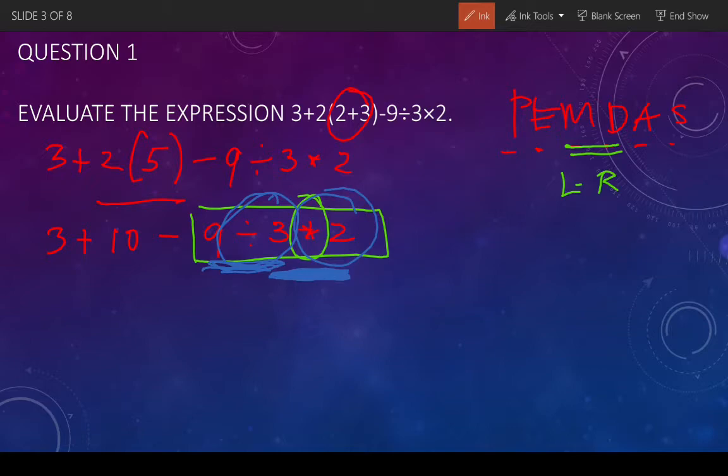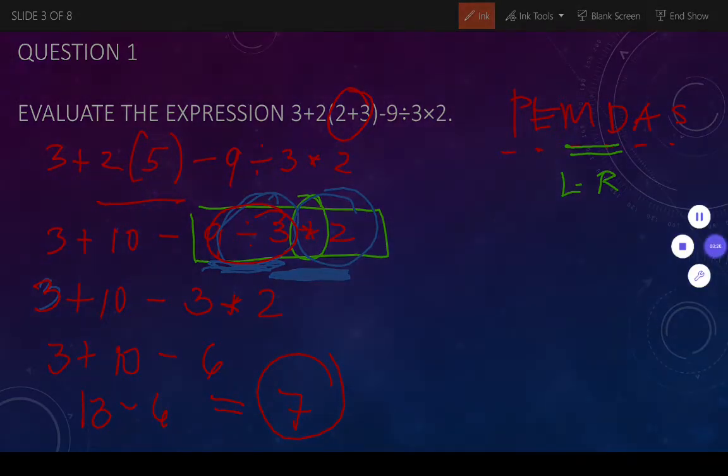So, let us proceed. So, we have 3 plus 10 minus 9 divided by 3 will be 3, times 2. And then, let us proceed with the multiplication. So, we have 3 plus 10 minus 6. And then, we have 3 plus 10, we have 13 minus 6. So, we will have 7. 7 is our answer.